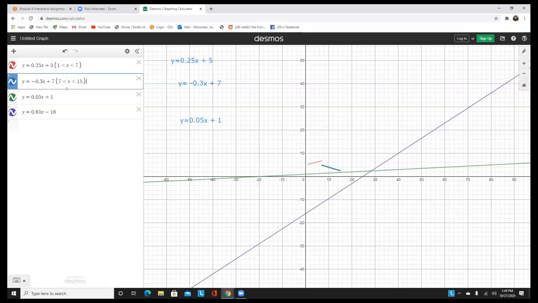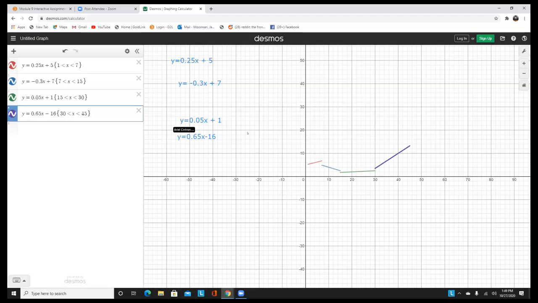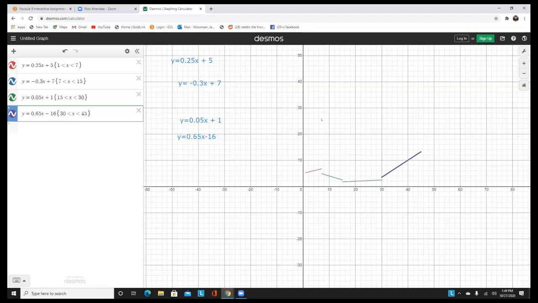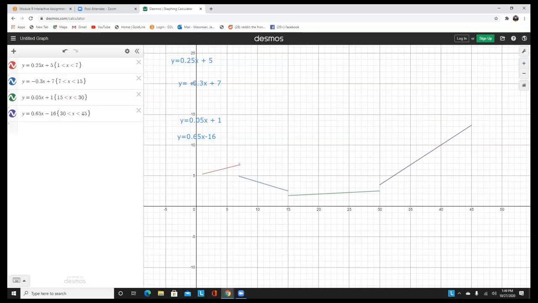For the next one, we can go for x between 15 and 30. And the last one, we can go between 30 and 45. Right. So can you zoom in a little bit? This is where maybe we could do what Patrick was doing and play around, but I don't know.